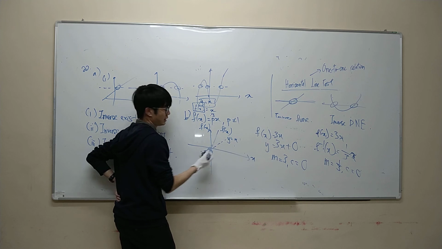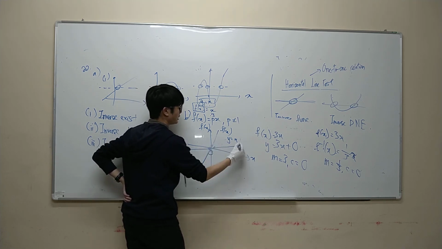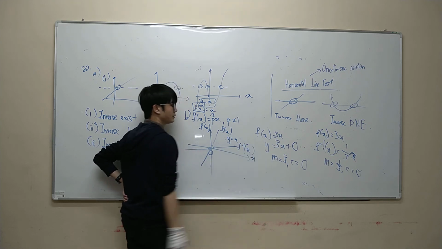It's less steep, less steep. So it's less slanted like this. So this will be the f inverse.